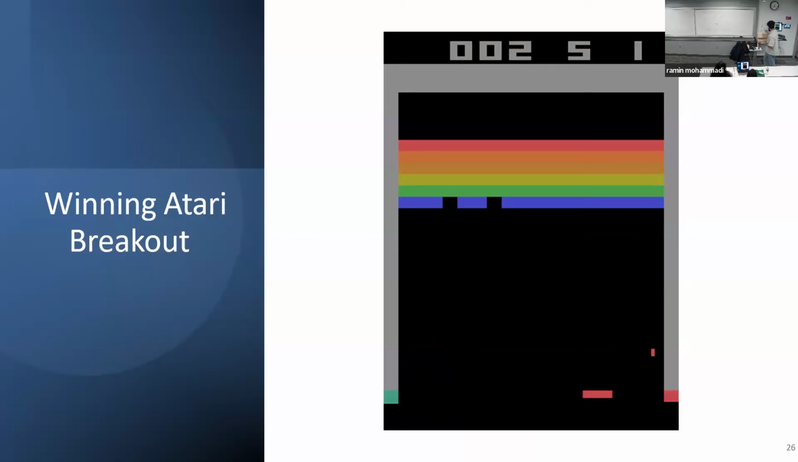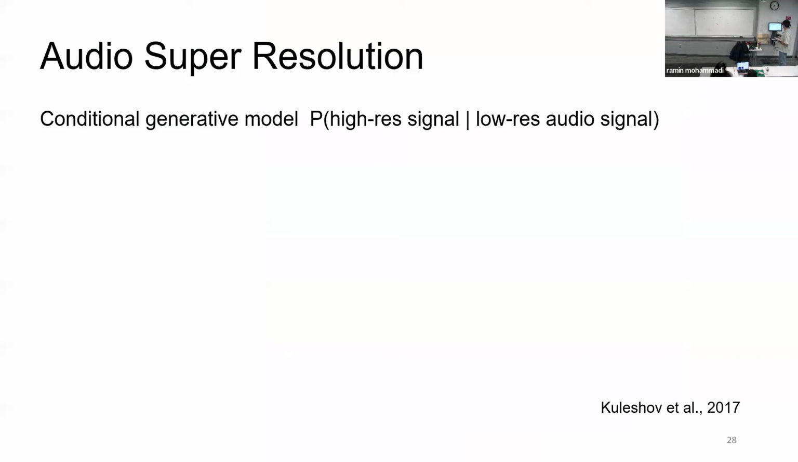Now, the next breakthrough was the Atari breakthrough, where we were able to use reinforcement learning to write some sort of code that beats Atari in certain games. It was pretty popular back then, reinforcement learning and then deep reinforcement learning, which was really interesting. Now, the next thing comes around audio super resolution.